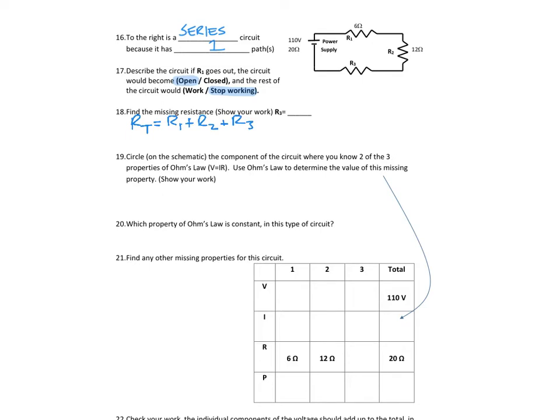Well, if my total is 20 and R1 has a resistance of 6, R2 has a resistance of 12, what is the resistance of R3? And that's simple, because all I have to do is take 20 and subtract 6, subtract 12 more, and I get R3. So 20 minus 6 minus 12 gives me R3, which is 2 ohms. We get 20 minus 6 minus 12 equals 2. Okay?